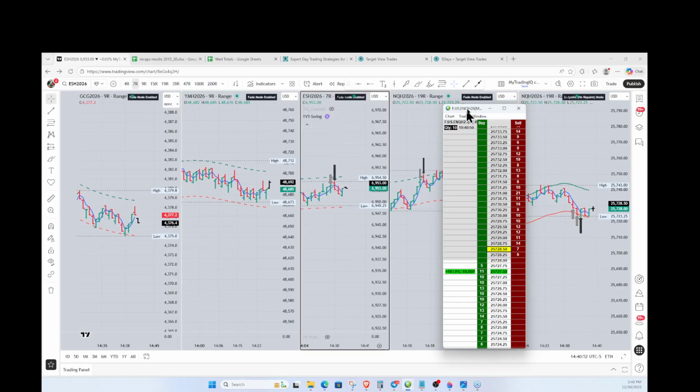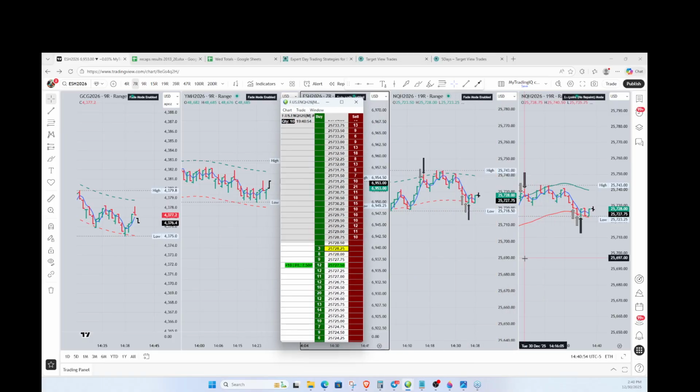Now, for those of you guys who don't know, what we're looking for are the black arrows that are outside the bands. This is a super simple trade setup. You get a gray arrow that tells you what direction you're going to be going in, and if the gray arrow is outside the band, the black arrow is also going to be outside the band. The black arrows follow the gray arrows.